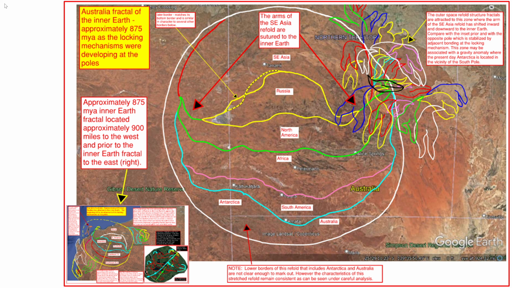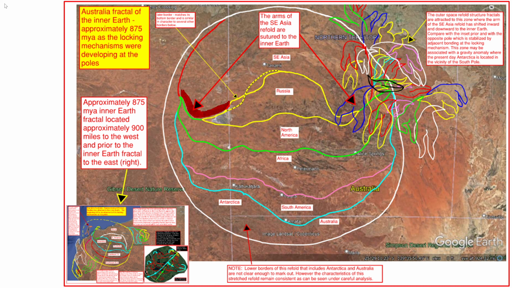Okay, what we got here is another fractal in Australia, early Earth. Basically, we're really starting to form the locking mechanism now. There's just a little bit more to go. But as you can see, the Southeast Asia refold arms have come down. I'm highlighting the one arm right here. And the other arm, looks like there's a hole there.